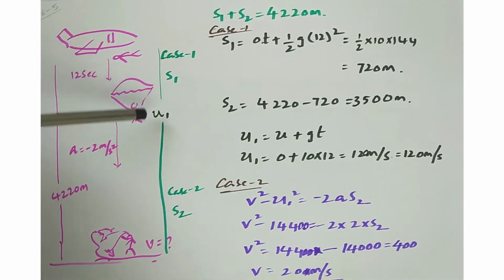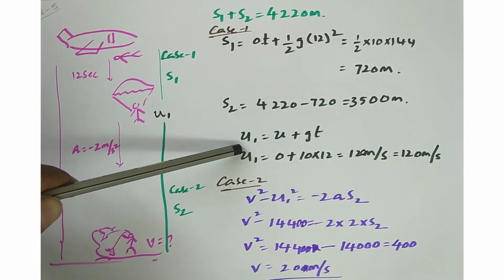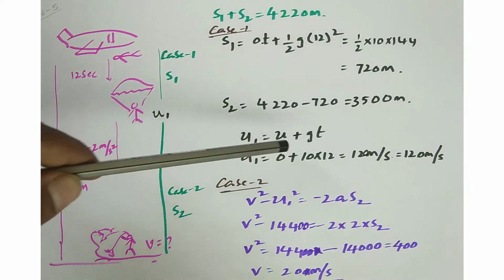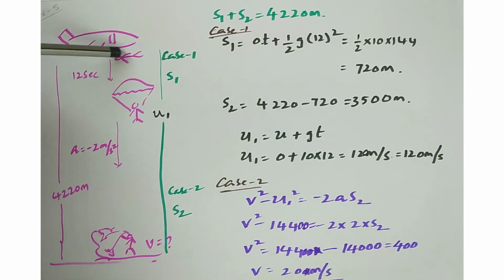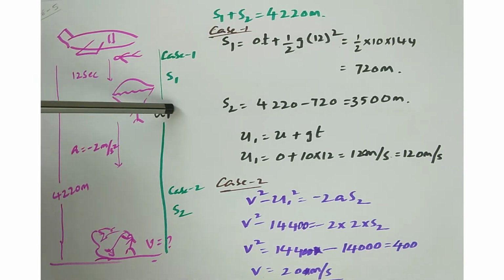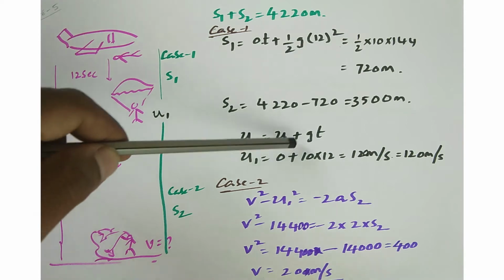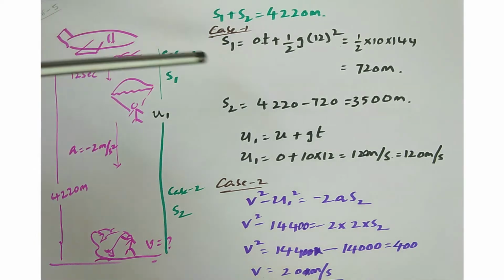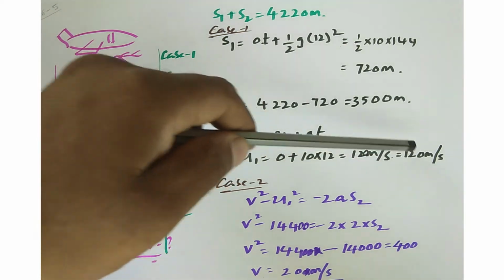So as to find the velocity at this point, I am going to use v equals u plus at. Again I took case 1 only, so as to find the velocity at this point. That is u1 is equal to u plus g into t. u means how much? 0. 0 plus g, which is 10, into time, which is 12. So u1 is equal to 120 meters per second.